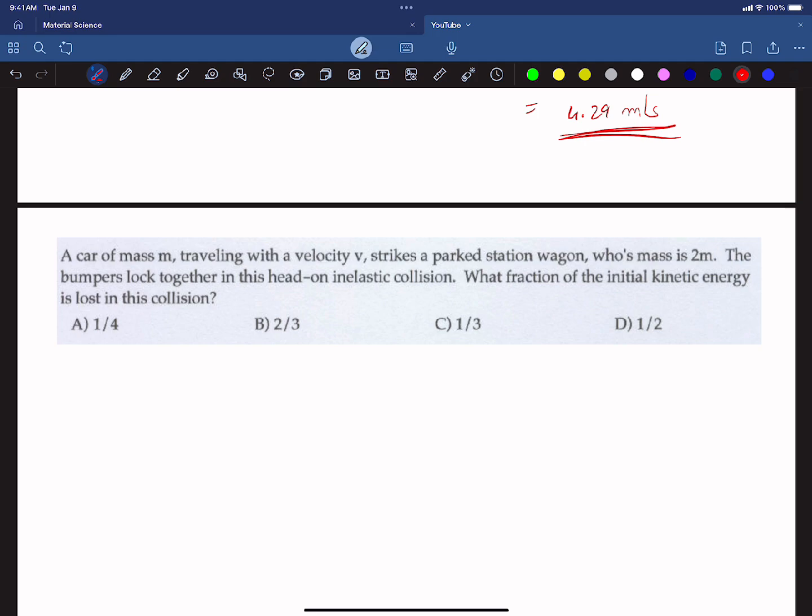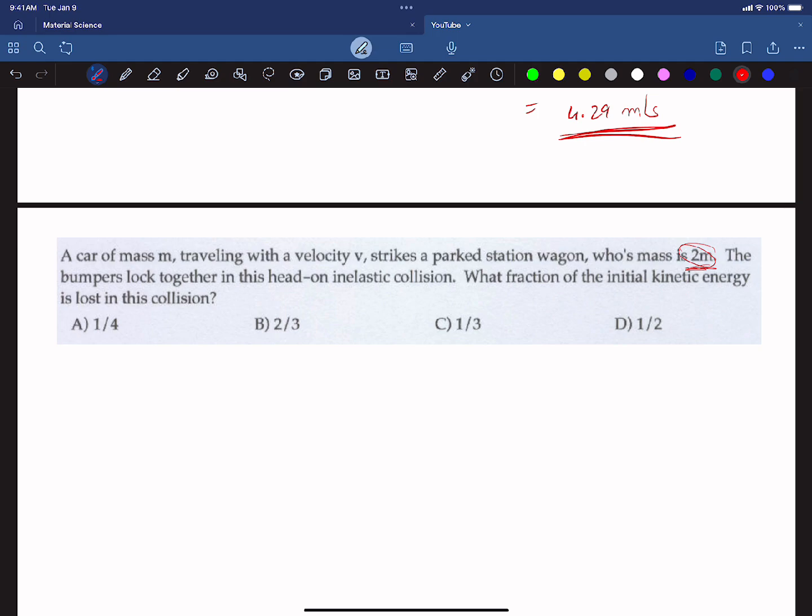A car of mass m traveling with velocity v strikes a parked station wagon whose mass is 2m. There is some mistake with this question. The bumpers lock together. This is a head-on collision. What is the fraction of the initial kinetic energy lost in the collision?